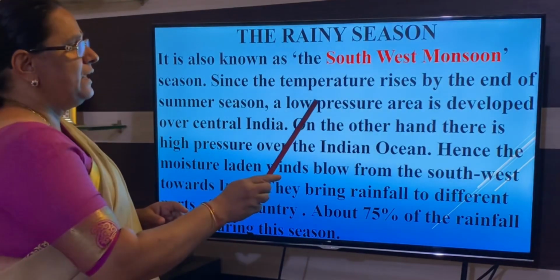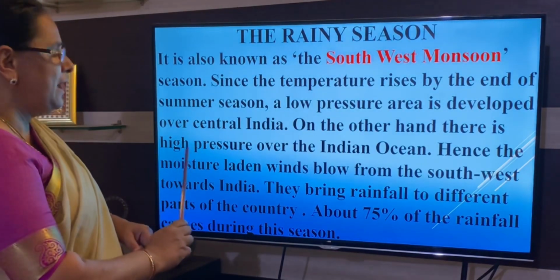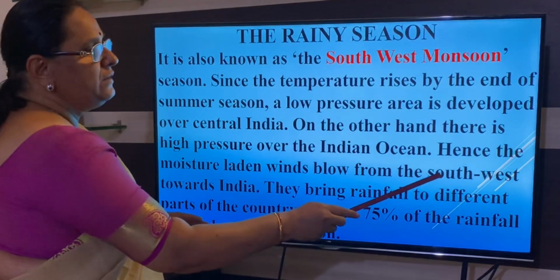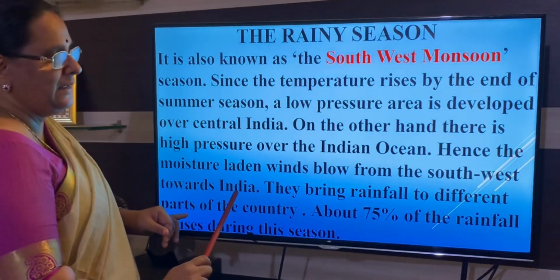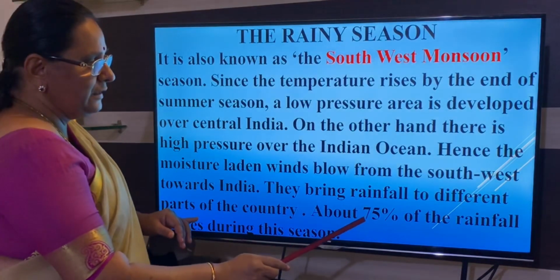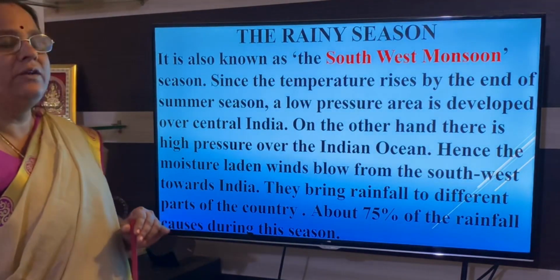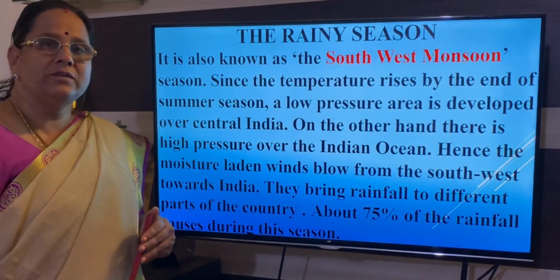On one side, the landmass, we have low pressure, whereas in the water body we have high pressure. Due to this, what will happen? The wind will start blowing towards southwest and they will move towards India, and we will receive 75% of rainfall during this season. Have you understood children now?